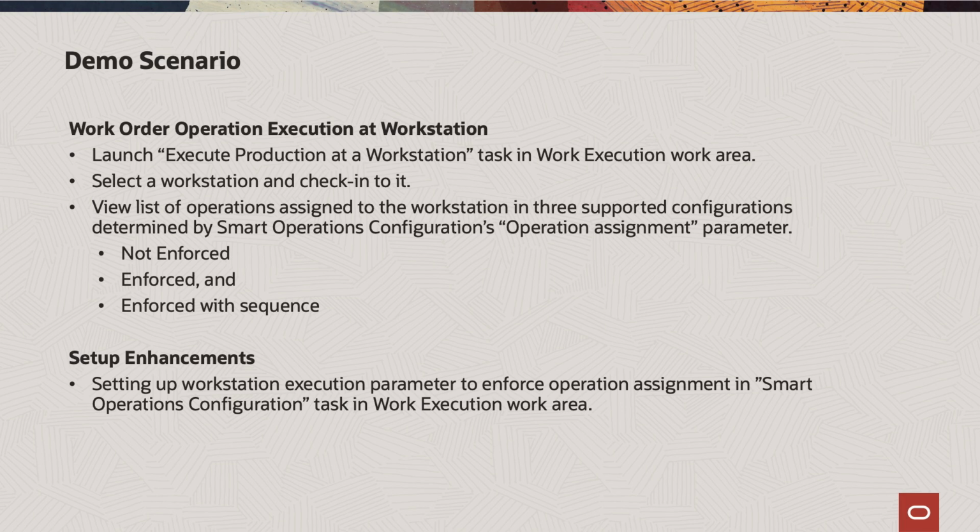I will launch the Execute Production at a Workstation task in Work Execution Work area, select a workstation and check into it. I will then view the list and details of the operations assigned to the workstation. Depending on Smart Operations configuration settings, we will view three different configurations that the operator will experience in the workstation. Towards the end, I will show how production supervisors can enforce operation assignments to a workstation.